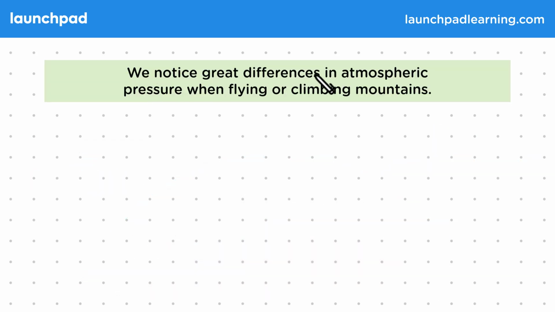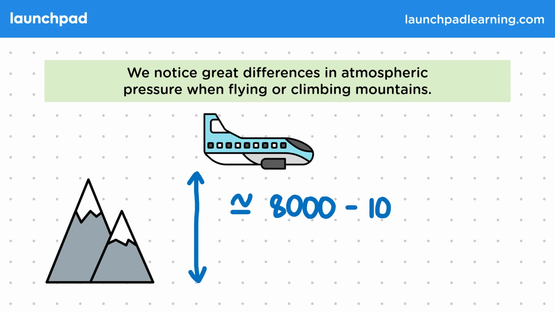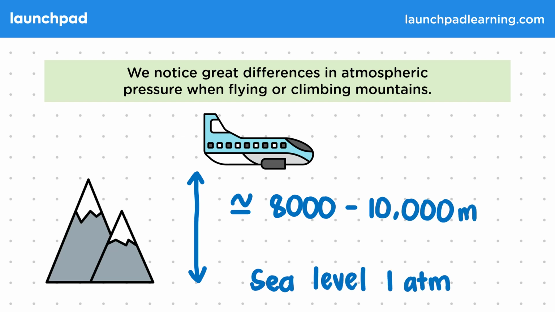Well, we notice great differences in atmospheric pressure when flying or climbing mountains. For example, consider flying on a plane and also the peak of Mount Everest. These are both between 8,000 metres and 10,000 metres above sea level. The pressures experienced at the peak of Everest and on a plane at height are much lower than at sea level. They're about 0.3 atmospheres.